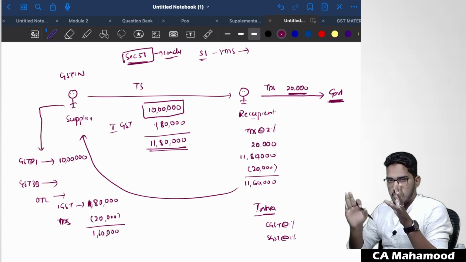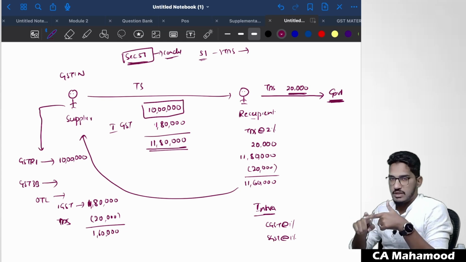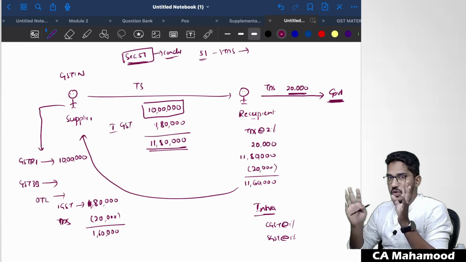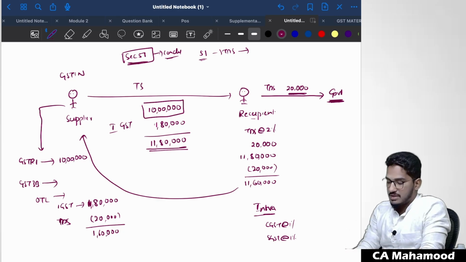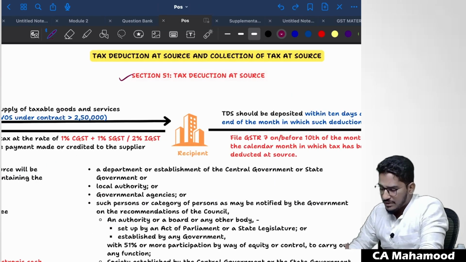So one thing is very much sure, TDS is not applicable for each and every transaction. For each and every person, TDS will not become applicable. There are certain conditions. Only when all of those are satisfied, then only TDS provisions will be attracted. Sir, what are those? What does section number 51 say regarding the TDS provisions?